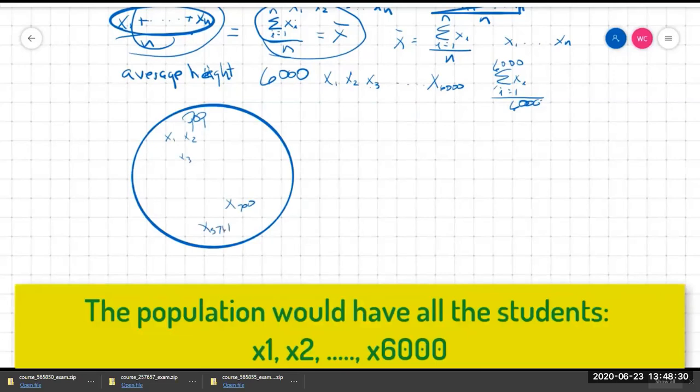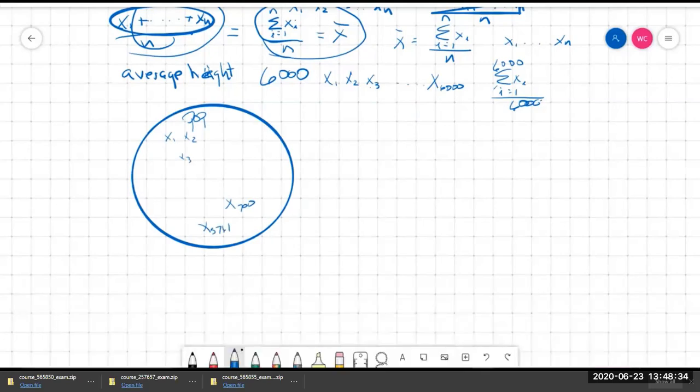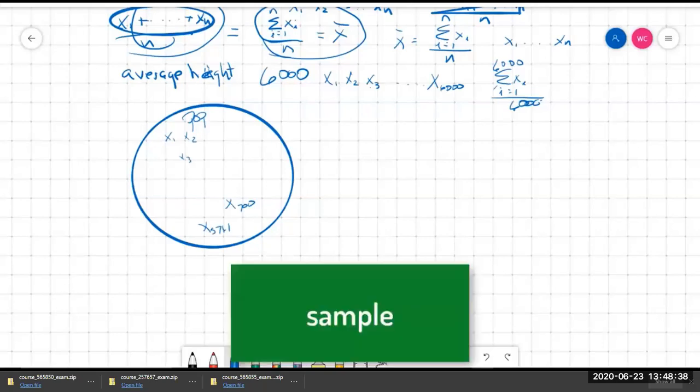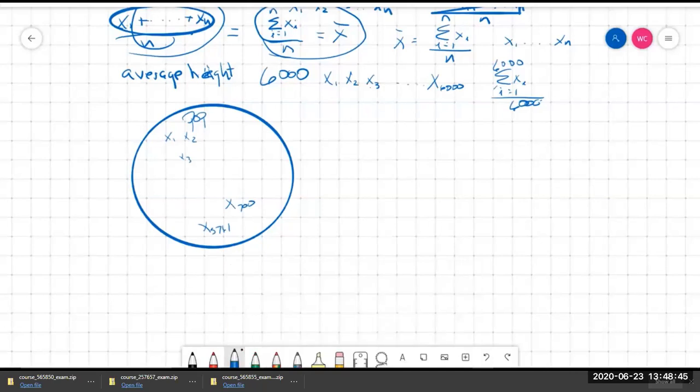But suppose we don't want to do all the work of measuring everybody's height and recording all of that. So typically, we will take a sample from the population. So we'll only take maybe 50 people or 60 people or 20 people or 100 people. But anyway, not the whole population. I'll draw it like this. We'll take a sample. So we'll call this the sample.